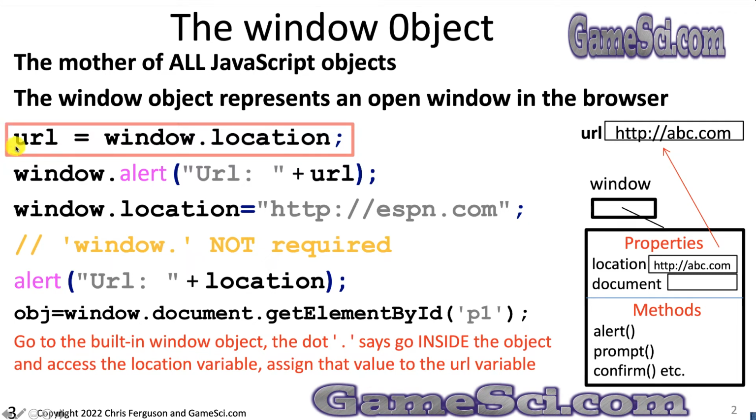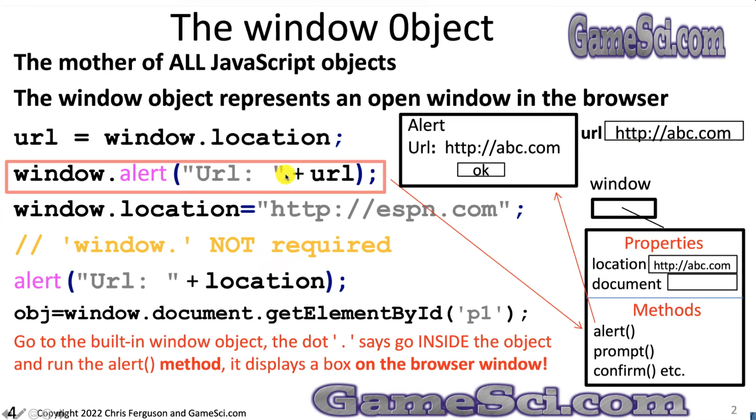Here's a line of code. URL equals window.location. Go to the window object and access its location variable, extract what's in the location variable, and assign it to the URL. Go to the built-in window object. The dot says go inside the object and access the location variable and assign that value to the URL variable. And you can see it's pulling this value, abc.com, out of the window object and storing it in the URL variable.